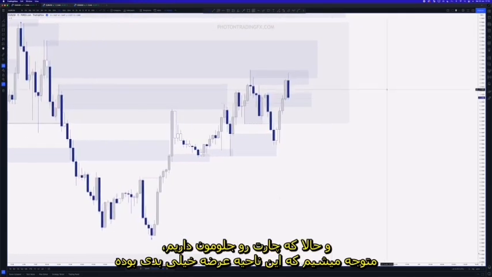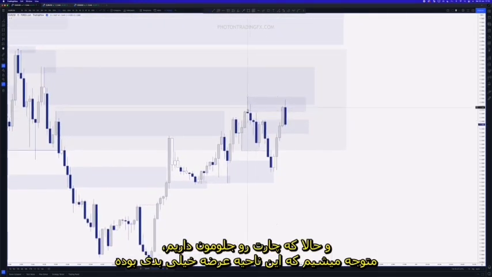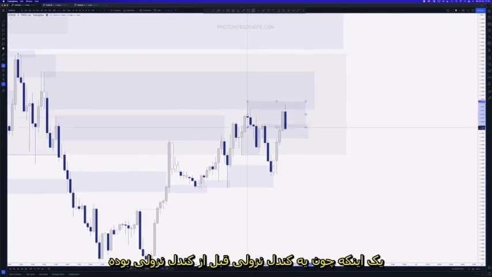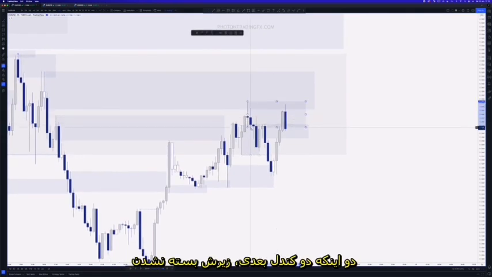But now, again, with the benefit of hindsight, when I was looking back, this was a pretty crap supply zone because, one, it's a bearish candle before a bearish candle, and two, the next 2 candles didn't even close below it.